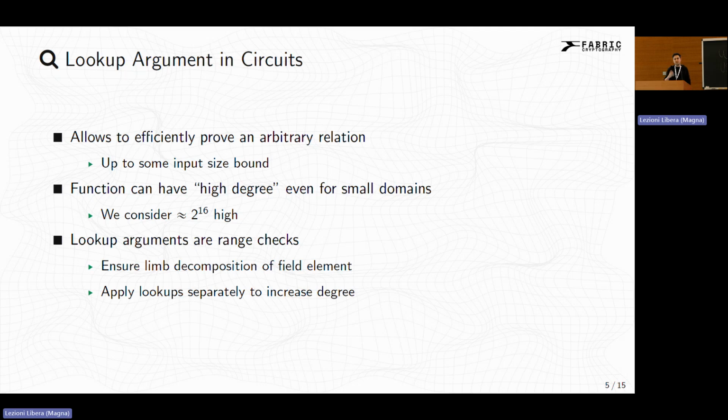And this is good because it means that we can essentially mimic an algebraic function which has degree approximately 2 to the 16, which would otherwise not really be possible if we just use a simple degree 2 to the 16 function. It would be very expensive. But with it, we can do it in a somewhat efficient way.